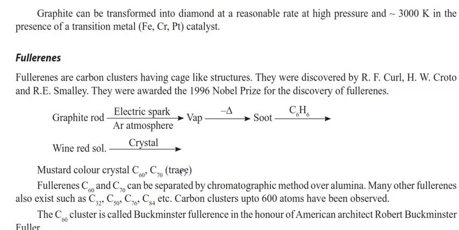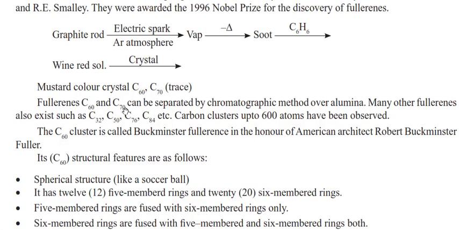Generally fullerene contains 60 carbons, but other fullerenes also exist, like C70, C80, up to 600 carbons. Mustard color crystals of C60 are obtained and C70 is obtained in trace amounts. C60 and C70 can easily be separated by chromatography on alumina, a method you will learn in the next semester. Many other fullerenes also exist, such as 32, 50, 76, 84, and so on, up to 600.